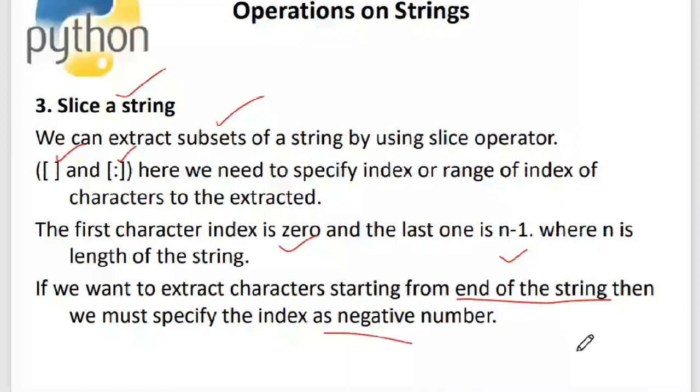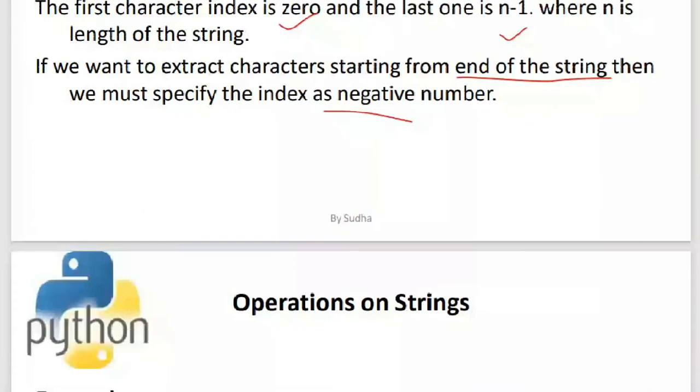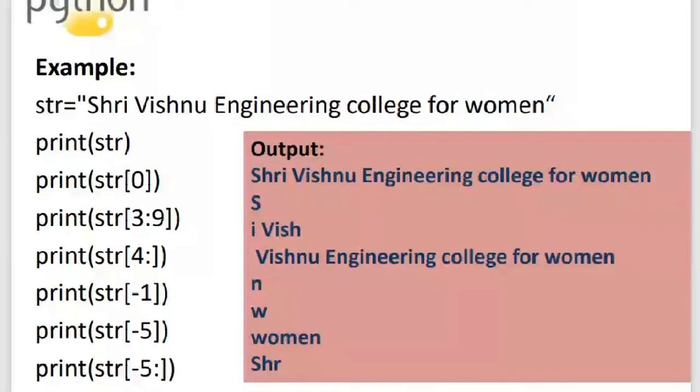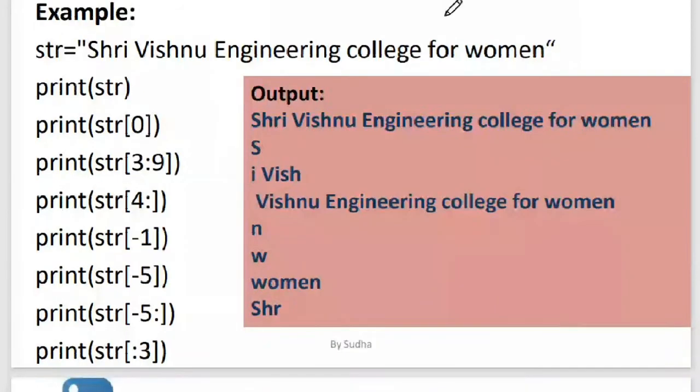I have written a program over here, and I'll show you that. So this is a program, girls. You can just take a look at this particular program. I have taken a string str, and I said Sri Vishnu Engineering College for Women. Then I am saying print str. So what is the output? Since I just want the entire string to be printed, Sri Vishnu Engineering College for Women will be printed on the output.